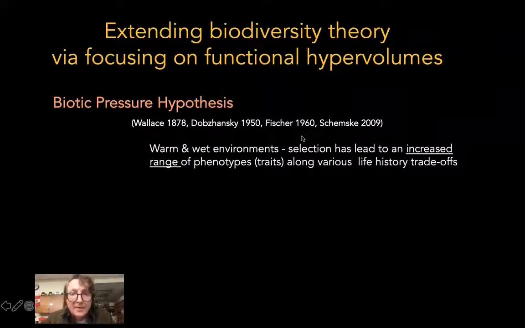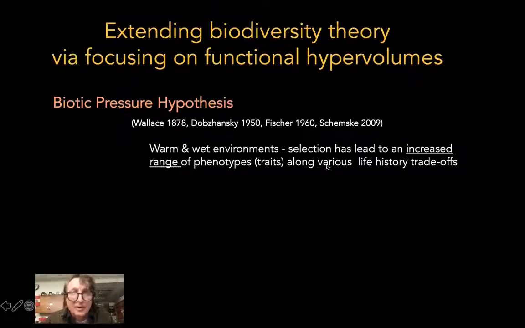At very large biogeographic scales, along elevational gradients and ecological gradients, we can extend biodiversity theory to focus on functional hypervolumes. There's a long line of literature focused on why we see differences in species diversity as you go from highly diverse communities to really species-poor communities. One hypothesis for why some communities have more species than others is the biotic pressure hypothesis. The idea there is that in warm and wet environments, natural selection has led to an increased range of phenotypes.